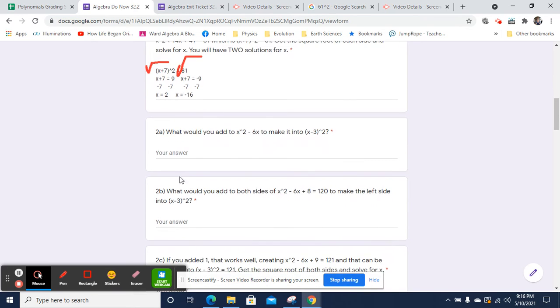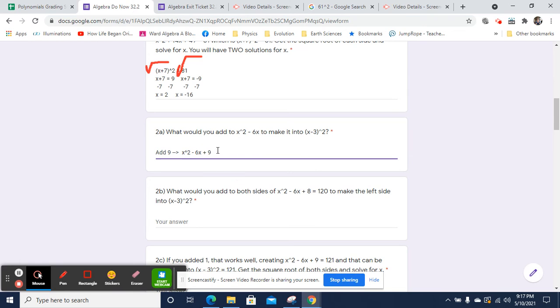We just completed the square and solved that. Now we've got this one, x squared minus 6x. We want to make it into x minus 3 squared. Well, x minus 3 squared will start with an x squared, it'll end with a 9, and in the middle it'll be minus 6x. So we've already got the x squared and the minus 6x. We just need the 9. So let's copy that and add 9.